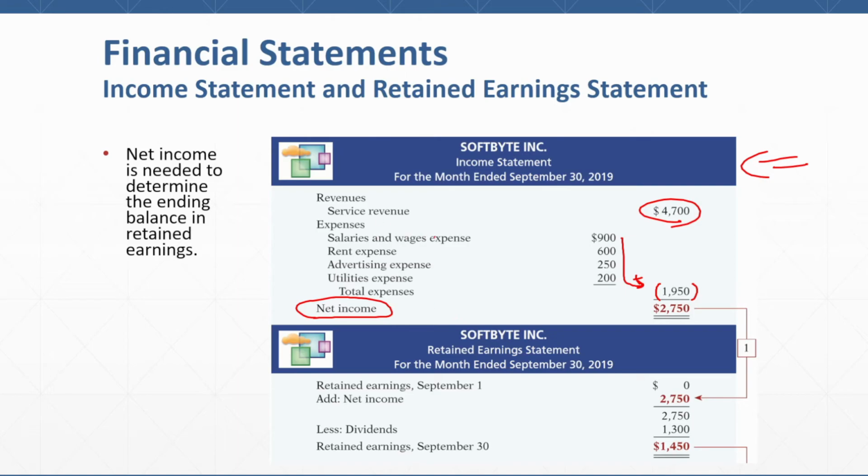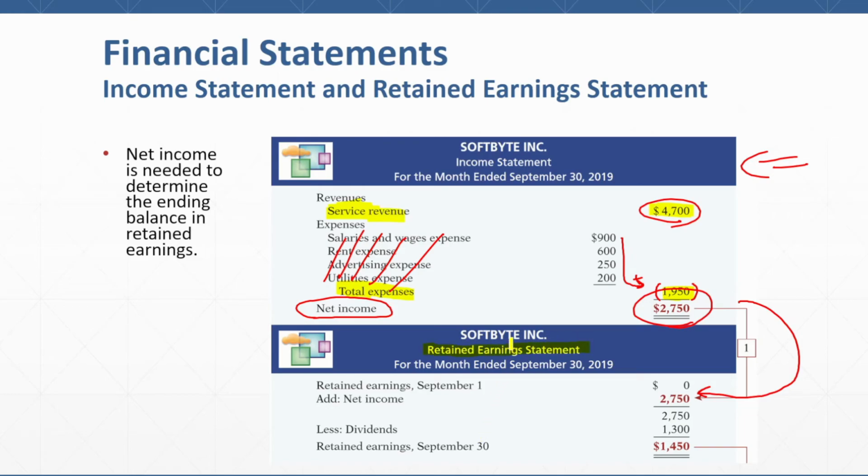Don't worry about the components, the elements inside the expenses. We will learn them in the future. For now, all we need to know is that our total expense and our total revenue are this much. So we take the output of our income statement, 2,750, and we put it into our retained earnings statement.